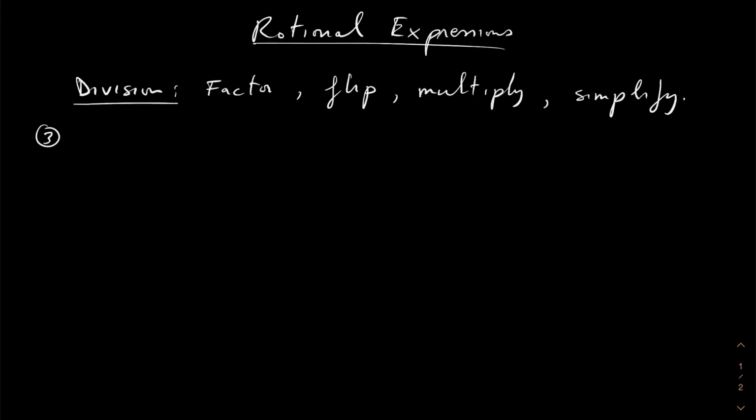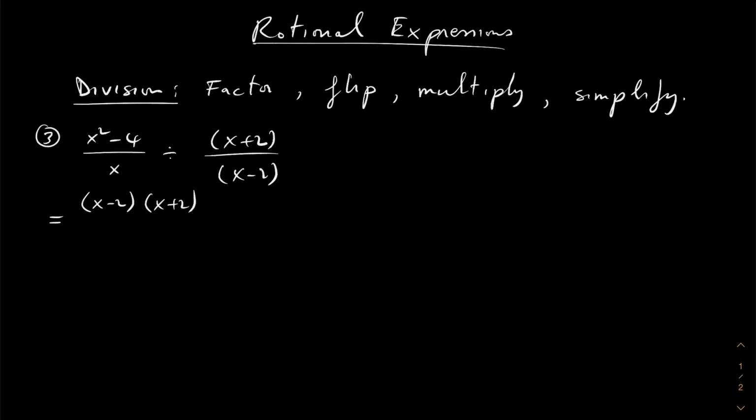So our next example here is going to be x squared minus 4 divided by x, all that divided by x plus 2 divided by x minus 2. So this is a division of rational expressions. And so the first step is going to be to factor out everything we have. Looking at the first rational expression here, its numerator is a difference of squares, so you can rewrite it as x minus 2 multiplied by x plus 2, divided by x. And our second rational expression here is already all factored out. You can't do anything more, and so we just leave it the way it is.